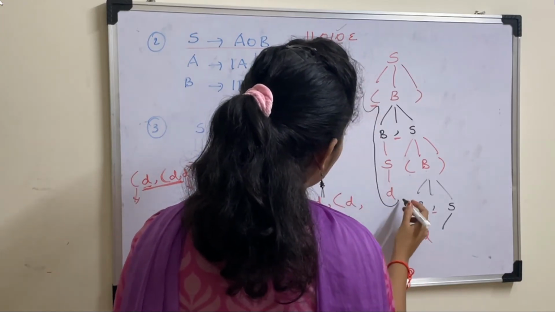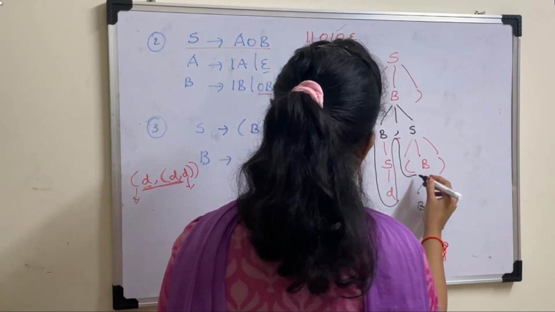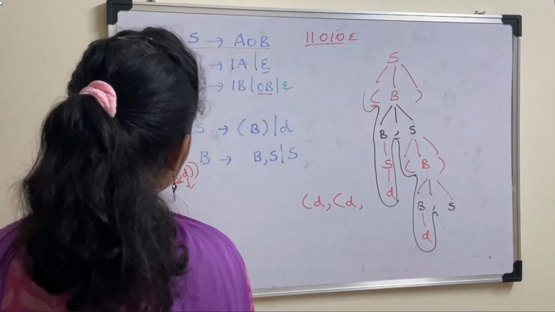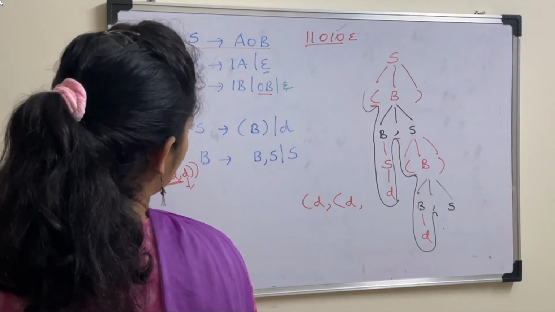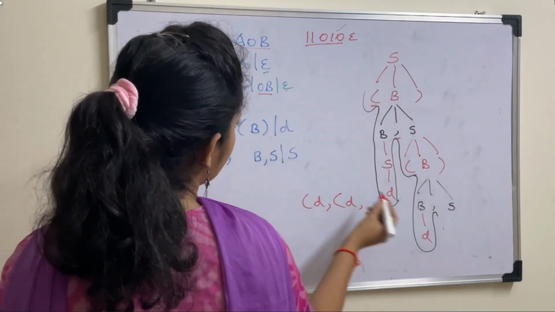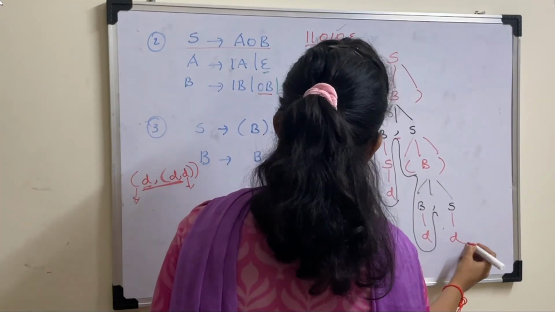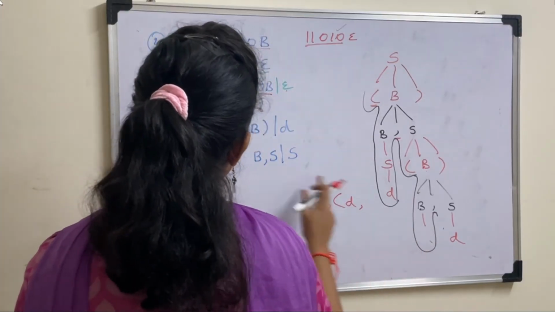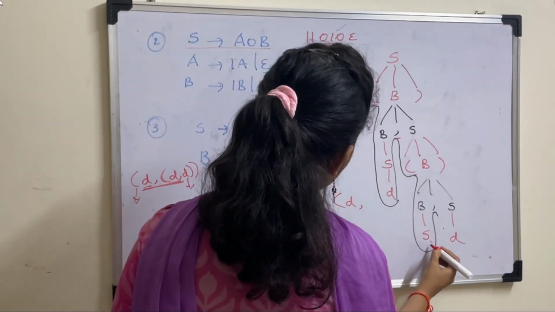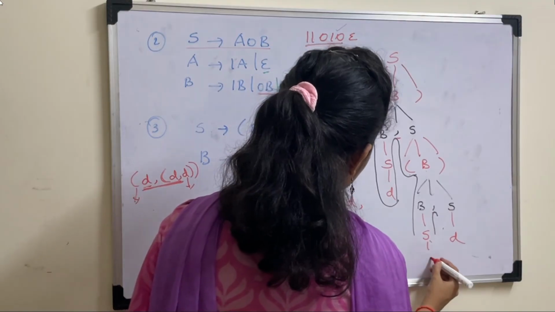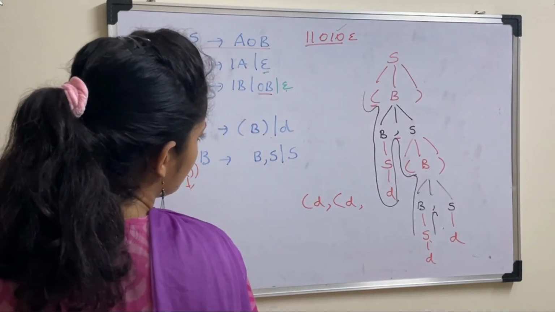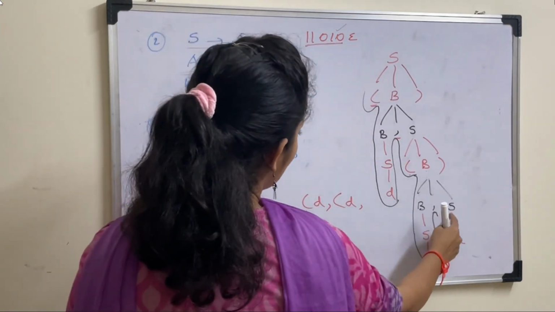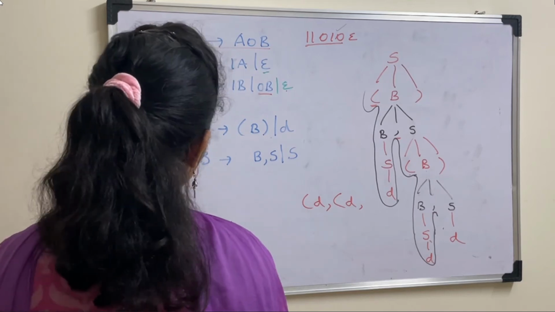Open bracket d, comma, open bracket again d, comma, and then you can directly replace this. Here B cannot derive d directly, so B can derive S, and from S you can derive d. So it will be like this. Now this S is replaced with d.